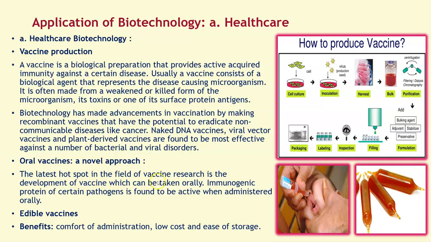The latest hotspot in the field of vaccine research is the development of vaccines which can be taken orally. Immunogenic proteins of certain pathogens are found to be active when administered orally. We also have edible vaccines which are being used. Now, the advantage of these vaccines is the comfort of administration, low cost, and ease of storage. This flowchart shows you how the vaccines are produced. You can pause the video for a while and have a look at it. And these are the different oral vaccines.